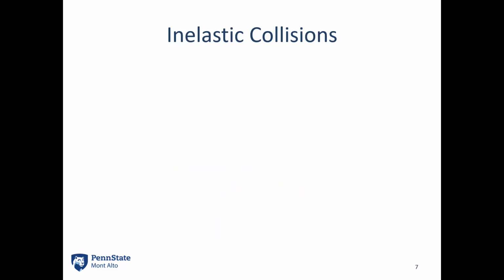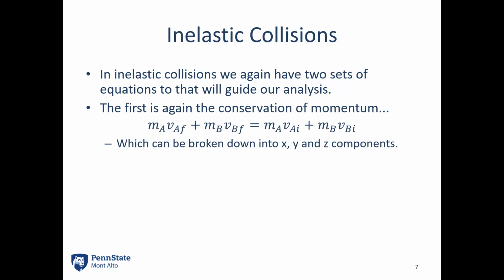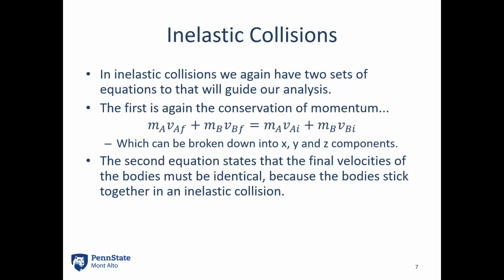For inelastic collisions, we again have two sets of equations. First is the conservation of momentum. Same thing. Later on in 2D, we can break this down to x and y pieces. And the second equation states that the final velocities must be identical because the bodies are stuck together. So the final velocity of A is going to be the same as the final velocity of B. That's our second equation in this whole setup.